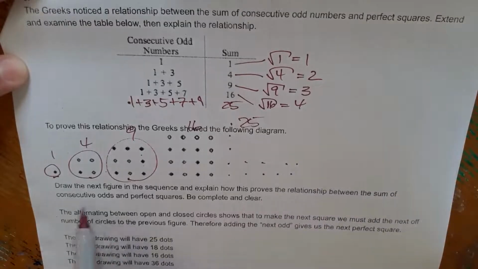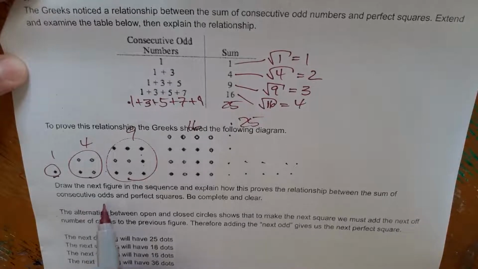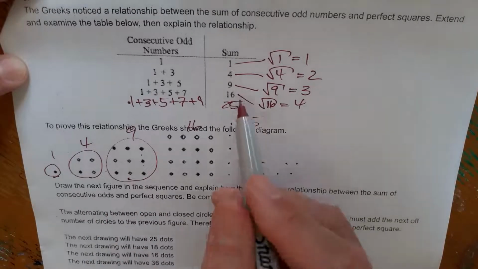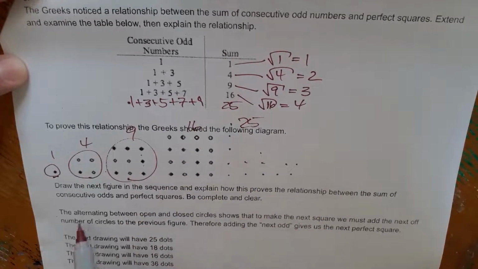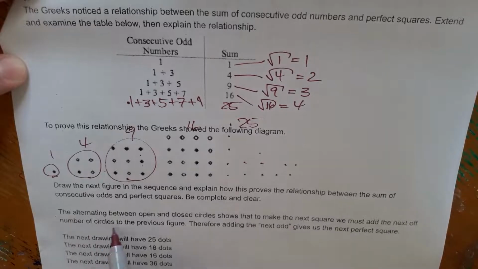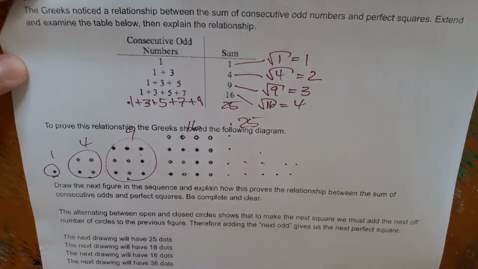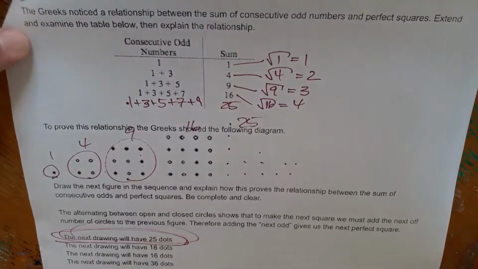What are my answer choices? Draw the next figure in the sequence and explain how this proves the relationship between the sum of consecutive odds and perfect squares. Well, it's the next one in order. We're going to get 25, so we need 25 dots. The alternating between open and closed circles, oh, I can't see that very well. I don't know if I need that or not. I'm drawing 25 dots. I don't even need to see that part.